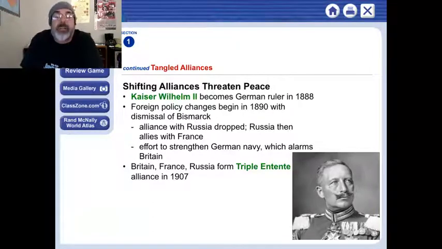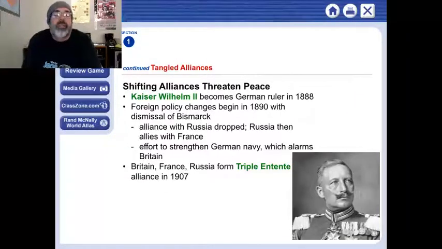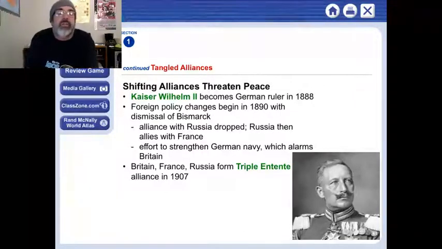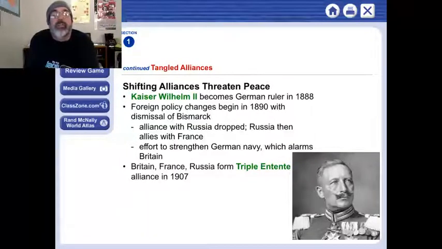And Entente is a French word. It means understanding. It's not a formal alliance, but it's saying, look, if Germany causes any trouble, we're going to all unite together to stop Germany. So now it's really gotten out of hand. In just a few short years, Germany is almost alone against 3 of the 5 powers.